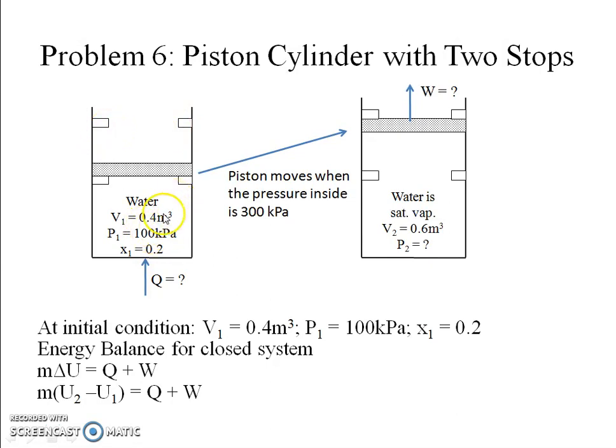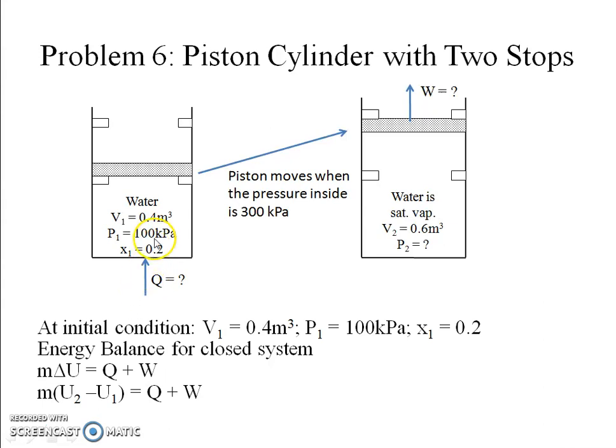So initially the water is present inside this cylinder. The volume occupied by this water is 0.4 meter cube, and the pressure is 100 kilopascals. Now it is given that the quality of steam is 0.2, that is, it contains 20% vapor and 80% liquid water. Now at an instant, heat is being applied. So I am applying Q.